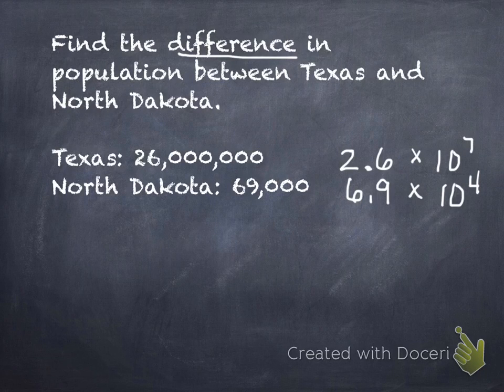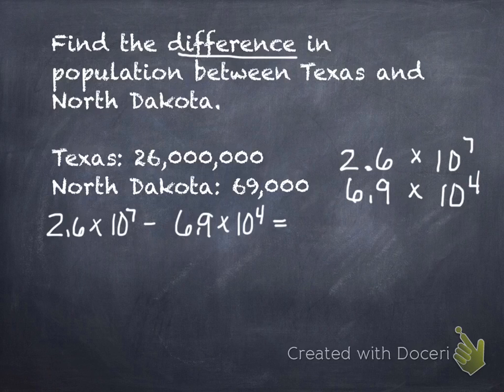Okay, so let's look at how this works out when we go to do the subtraction. The subtraction that I want to do would look like this: 2.6 times 10 to the 7th minus 6.9 times 10 to the 4th. So here's a product here, here's a product here, and I'm subtracting them. All right, but I know that I have to deal with this place value issue. I can't just take 2.6 minus 6.9 and then figure out something with these exponents, okay? Because you saw when we lined these two numbers up how much bigger 26 million is than 69,000.